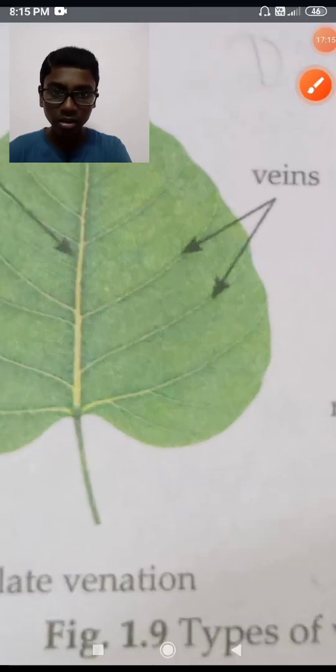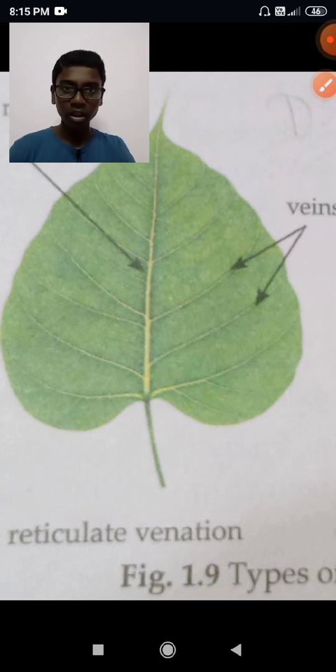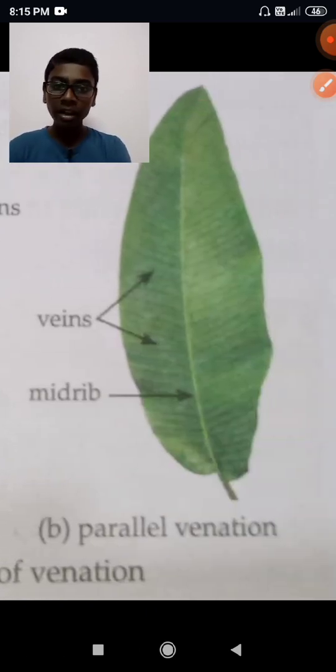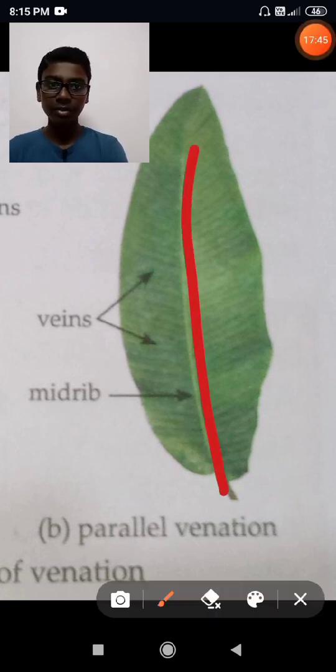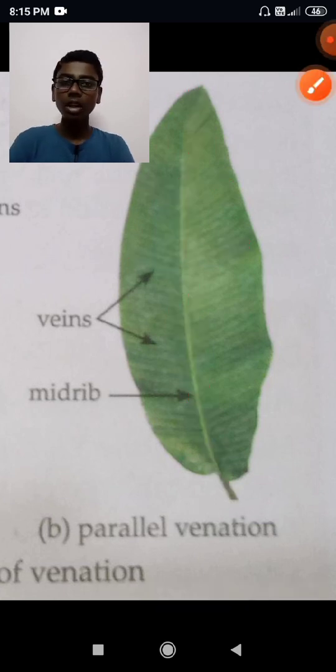Over here the picture is not showing it properly, because I have clicked it from a book, so you cannot make it out well from the picture. But I am telling you that reticulate venation forms a net-like structure. In reticulate venation the veins form a net-like structure, and in case of parallel venation the veins run parallel to each other. If this is the midrib, like this, and so on.